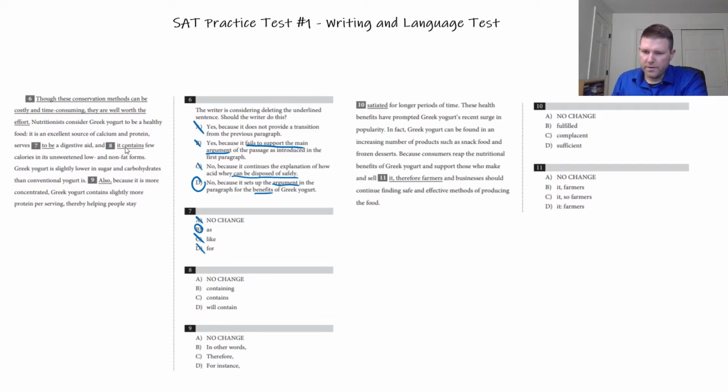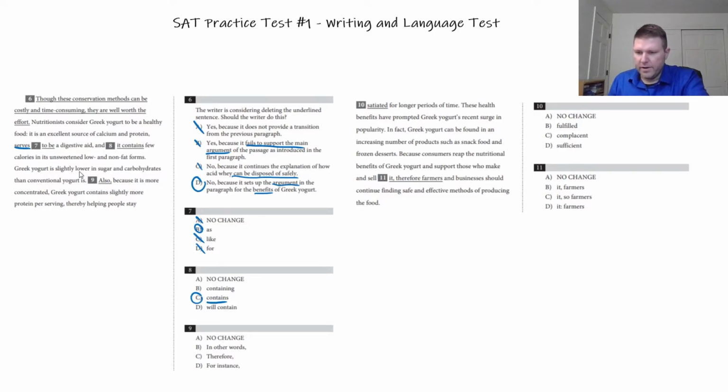So this here we have a tense issue because this is a verb. So we're picking the proper tense of the verb contain. And this is actually going to have to match up with another word in the sentence, another verb, right? It's going to be parallel structure with serves. So it is an excellent source of calcium and protein, serves as a digestive aid, and contains. So there we go, because serves and contains need to be in parallel structure because it's a list of verbs pertaining to Greek yogurt. Okay, it serves as a digestive aid and contains few calories in its unsweetened low, right? So there we go.